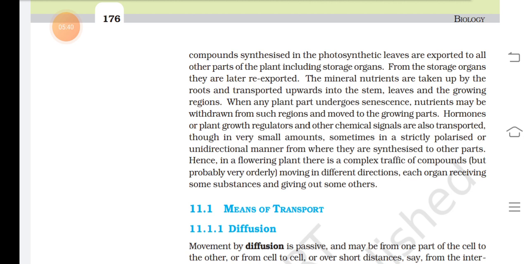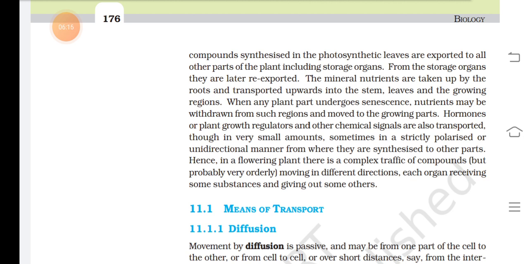The mineral nutrients are taken up by the roots and are transported upward into the stem, leaves, and the growing regions. When any plant part undergoes senescence, nutrients may be withdrawn from such regions and moved to the growing parts. Hormones or plant growth regulators and other chemical signals are also transported, though in very small amounts, sometimes in a strictly polarized or unidirectional manner from where they are synthesized to the other parts.